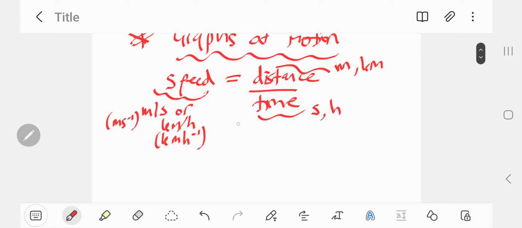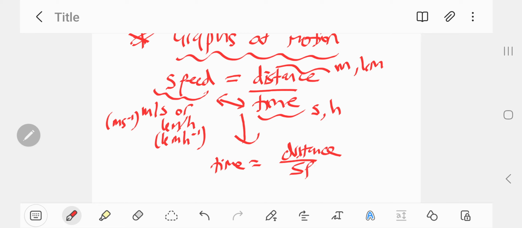To rearrange this algebraically, let's say you want to find time using this formula. Suppose you know what the speed is and you know what the distance is. You want to work out time. You just flip these, okay, mathematically. So time is just distance divided by speed.